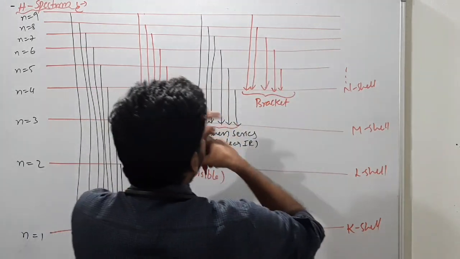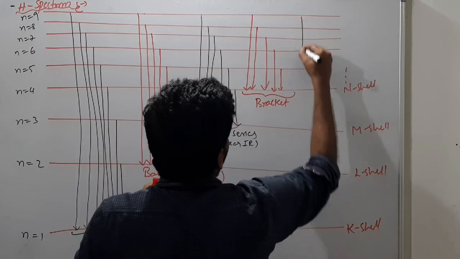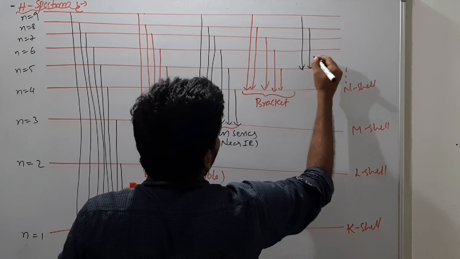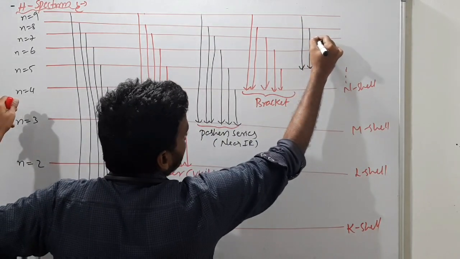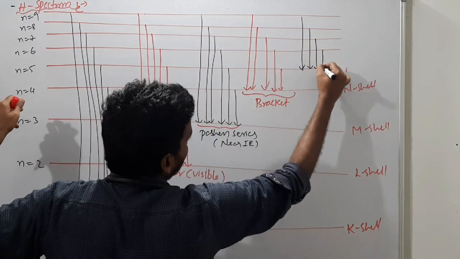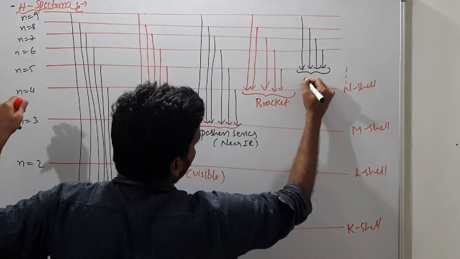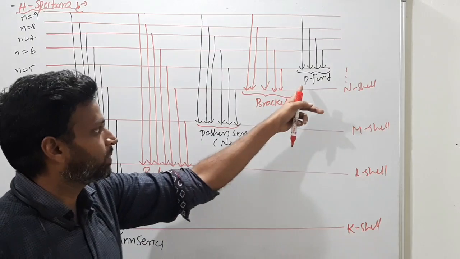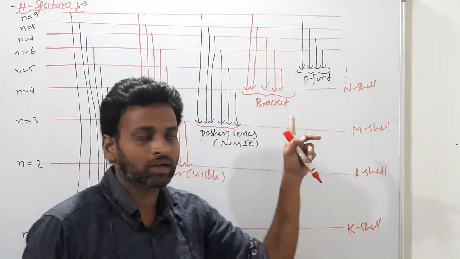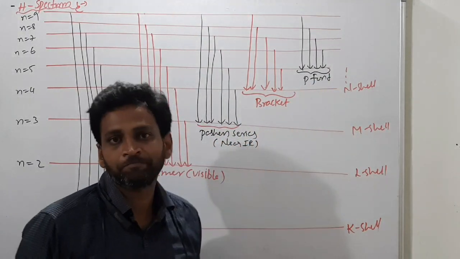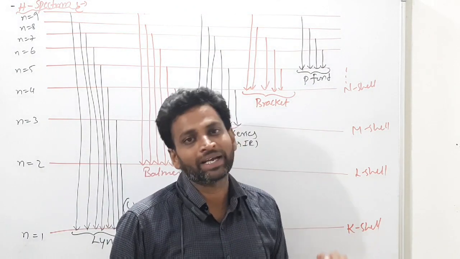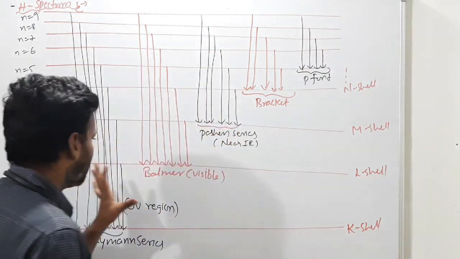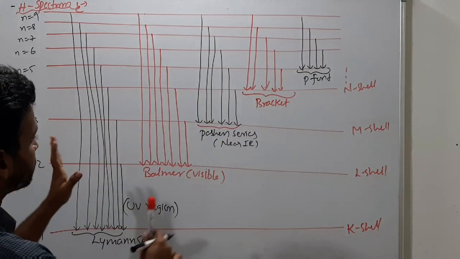And Pfund series means as electron coming from higher level to fifth level. 9 to 5, 8 to 5, 7 to 5, 6 to 5. These series of spectral lines are called Pfund series. The P we will write silent, Pfund, no need to say P. Pfund series, his name actually. Okay. So these scientists observed the total series of spectral lines.